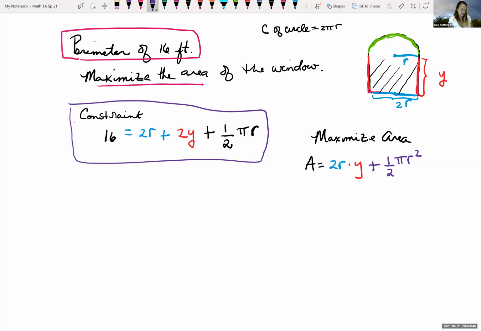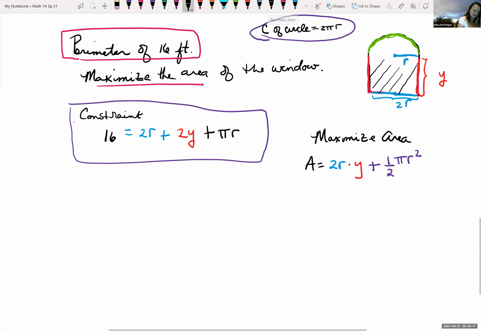Okay, so I have great students that catch me all the time. I said that circumference of the circle was 2 pi r and we were taking half of it, and I wrote 1/2 pi r. Well, 1/2 of 2 pi r is just pi r. Okay, so going back to our constraint, we're going to solve for y. If I get y by itself, let's subtract the others. So we would have 2y is equal to 16 minus 2r minus pi r.